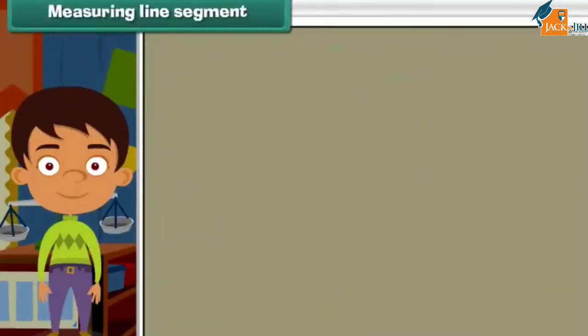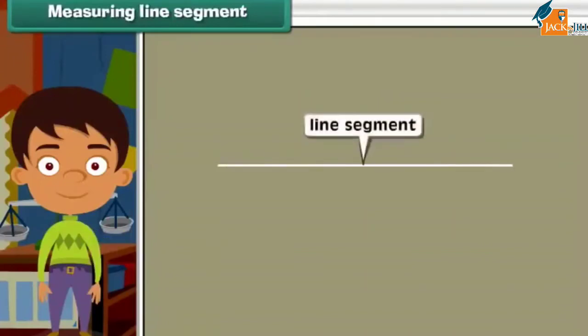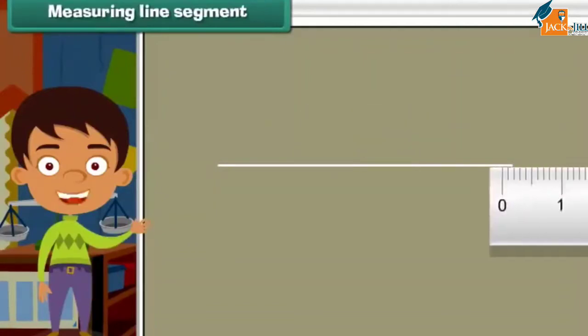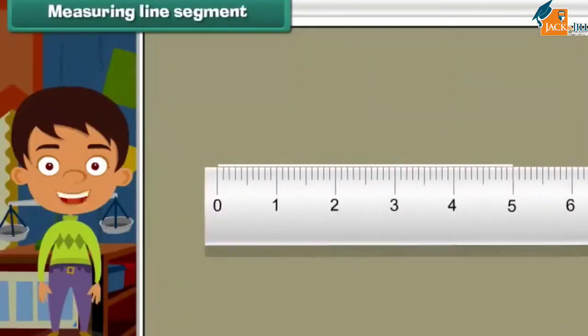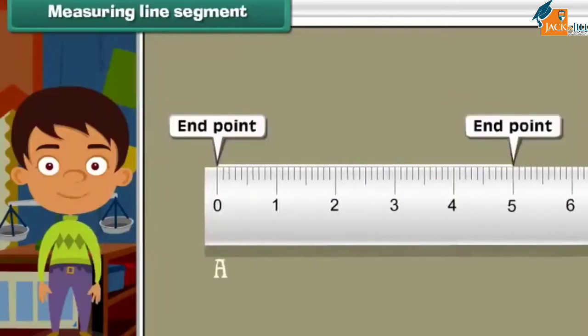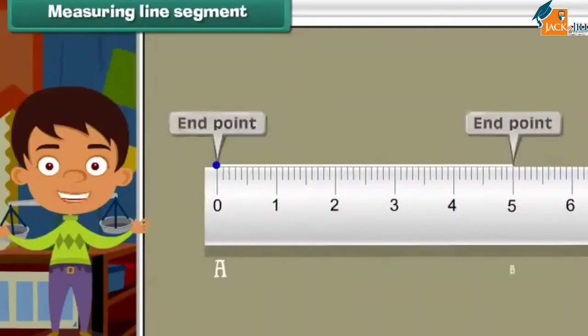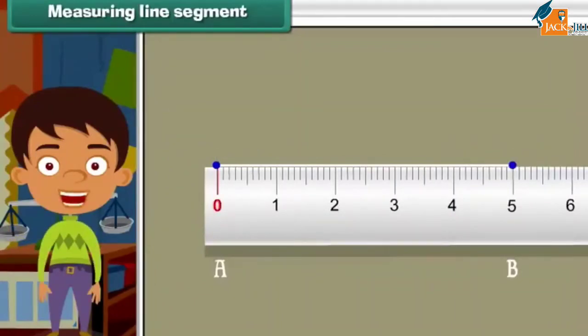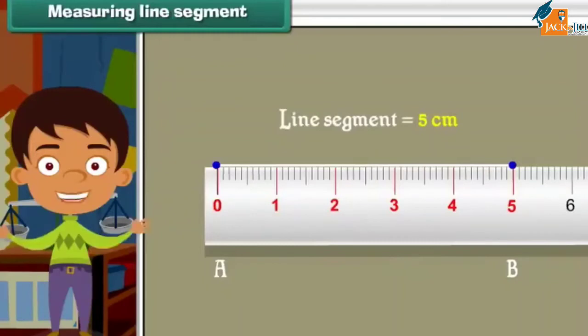Measuring line segment. It's time that we learn to measure a line segment. To measure the line segment AB, we use a centimeter scale. Put one end of the scale starting with 0 just below the point A. On going from point A to B, digits 0, 1, 2, 3, 4 and 5 are travelled. Therefore, the length of the line segment is 5 centimeter.